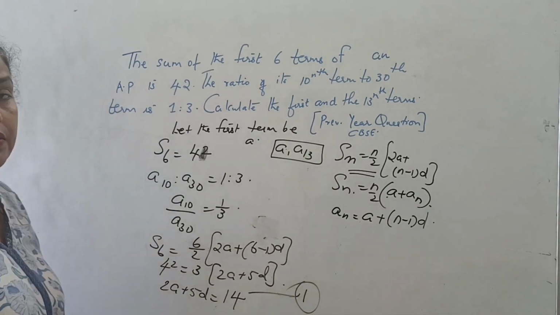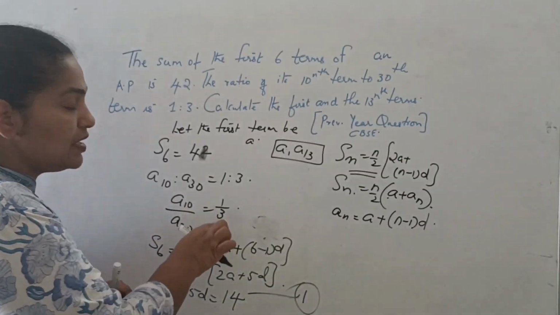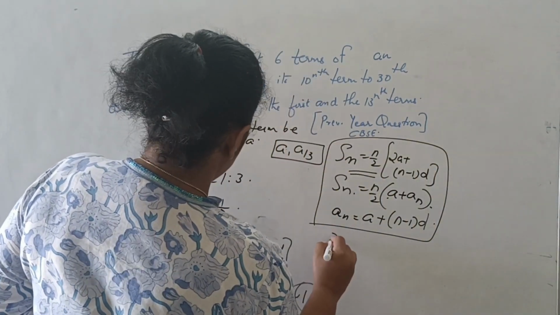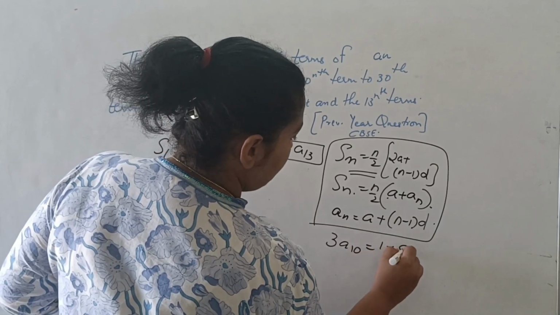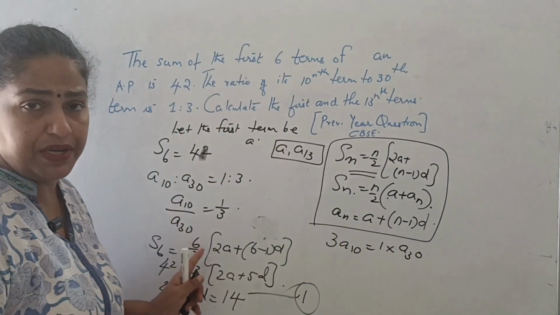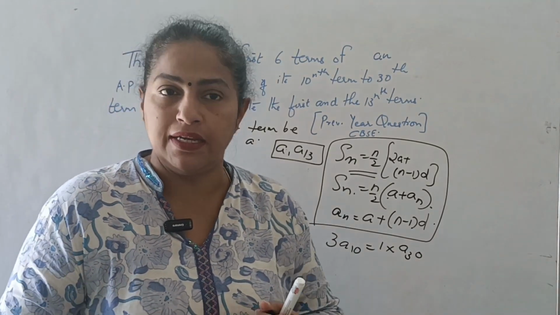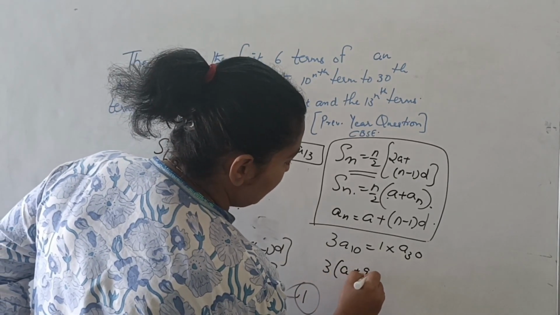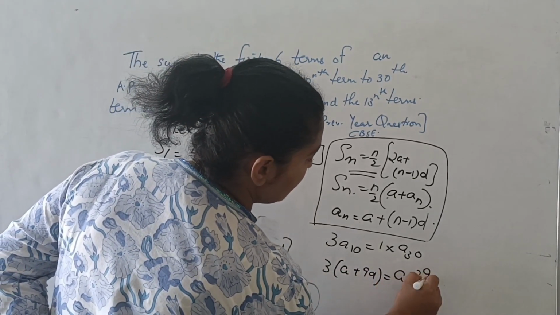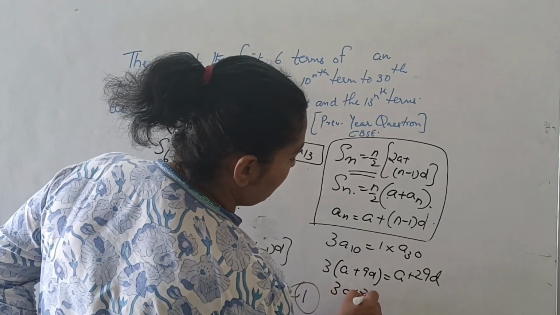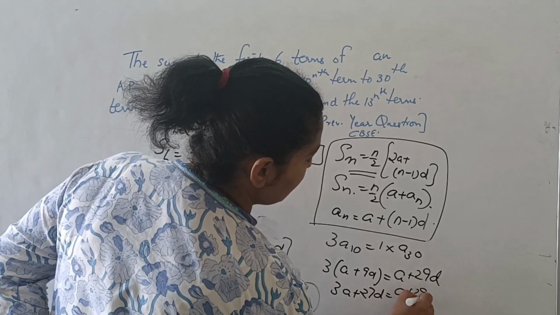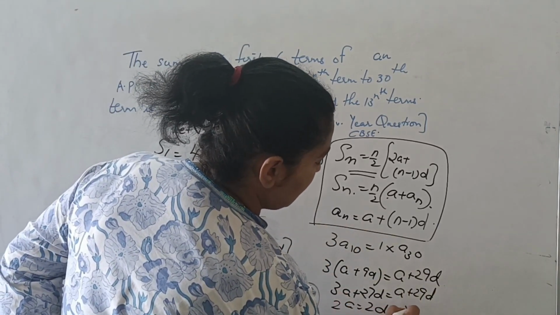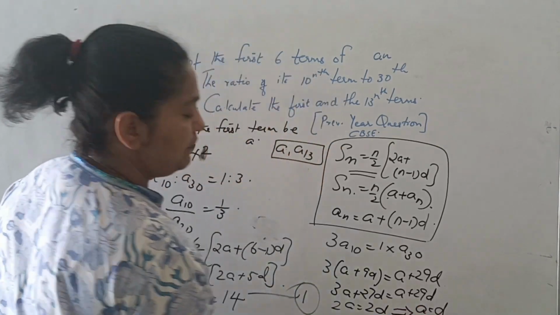You have an equation here. Now we know that A10 by A30 is 1 by 3. So I can say that 3 into A10 is equal to 1 into A30, which is actually A30 itself. I am cross multiplying. Now I can apply the formula for A10 and A30. So 3 into (a plus 9d) is equal to a plus 29d. When I open the bracket, I get 3a plus 27d is equal to a plus 29d, and after rearranging everything, I will get 2a is equal to 2d, or I can say a is equal to d.